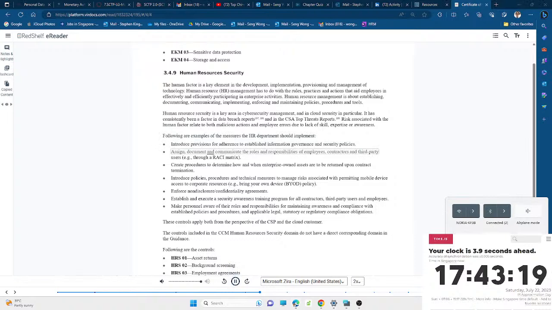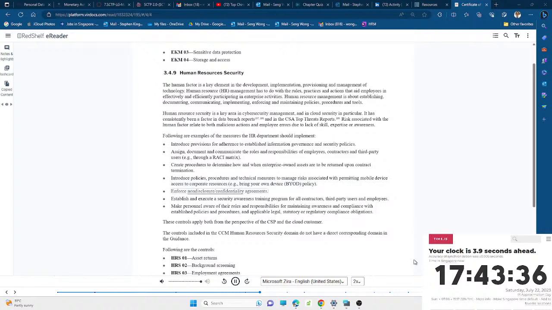Assign, document and communicate the roles and responsibilities of employees, contractors, and third-party users, for example through a RACI matrix. Create procedures to determine how and when enterprise-owned assets are to be returned upon contract termination. Introduce policies, procedures, and technical measures to manage risks associated with permitting mobile device access to corporate resources, for example a bring your own device, BYOD, policy.